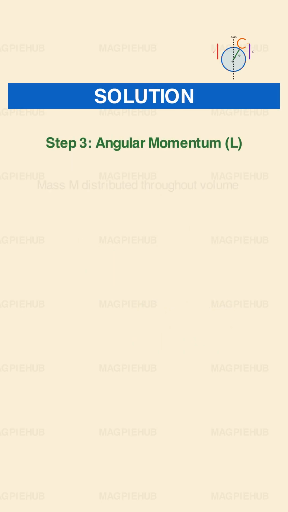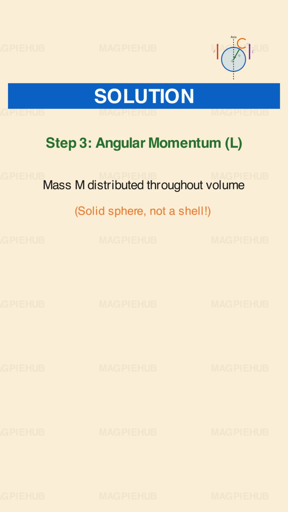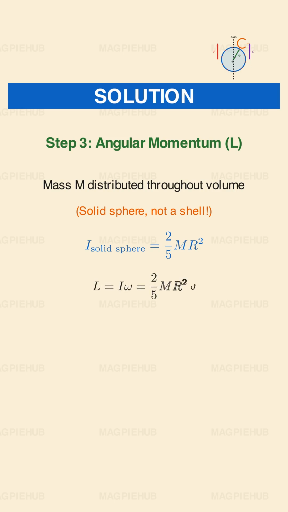The mass m is distributed throughout the entire volume of the solid sphere, not just on the surface. The moment of inertia of a solid sphere about an axis through its center is 2/5 mr squared. Therefore, the angular momentum L equals I times omega, which gives us 2/5 mr squared omega.